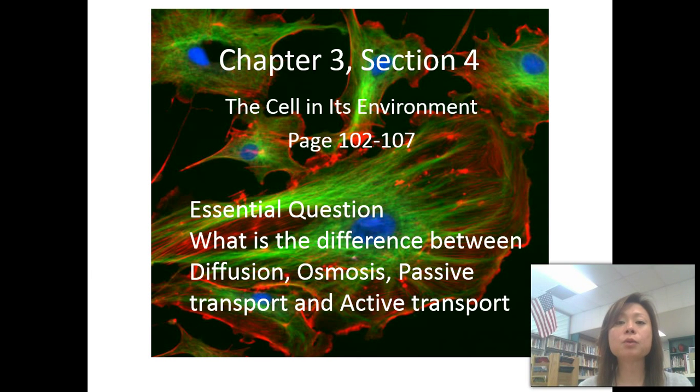In this section, we're going to be learning about the cell in its environment. It begins on page 102 and goes up to 107. The essential question we would like you to learn in this section is, what is the difference between diffusion, osmosis, passive transport, and active transport? By the way, this is part 1 of section 4 video. There is a part 2 after this one.